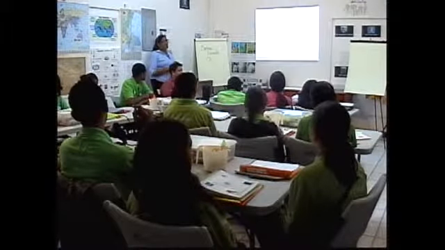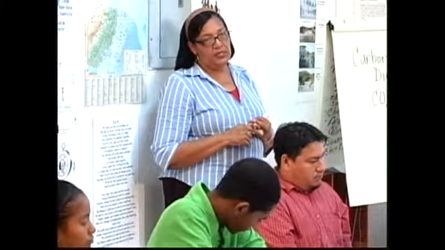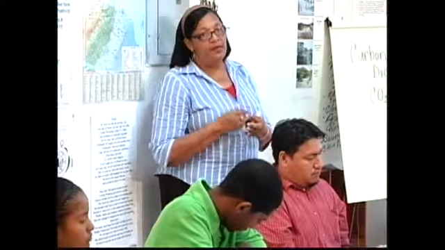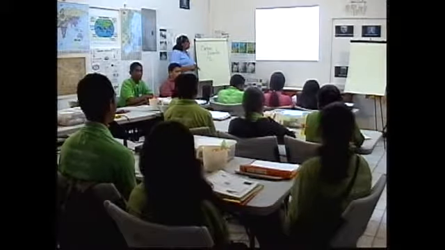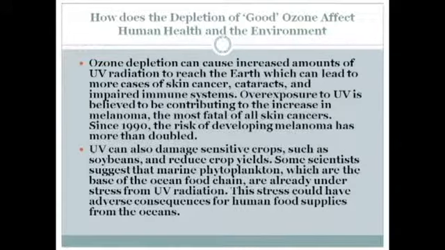It means that there are more people. It is telling us that more people are getting skin cancer. According to data they have on people with skin cancer, it has doubled. More people are being affected. Ultraviolet radiation can also damage sensitive crops. For example, soybeans, and reduce crop yield, so lesser crops.